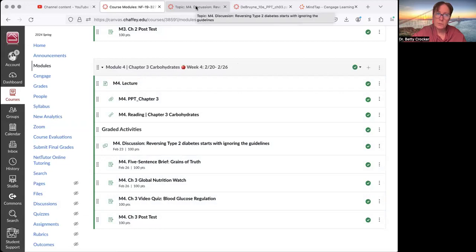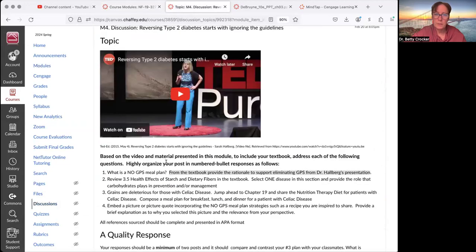So let's get right into the first one, which is your discussion. We have Dr. Halberg. Dr. Halberg is going to present on the No GPS plan. On the very first prompt, you're going to provide what that means, the No GPS plan. Then you're going to go to the textbook and provide the rationale supporting eliminating GPS from her presentation.